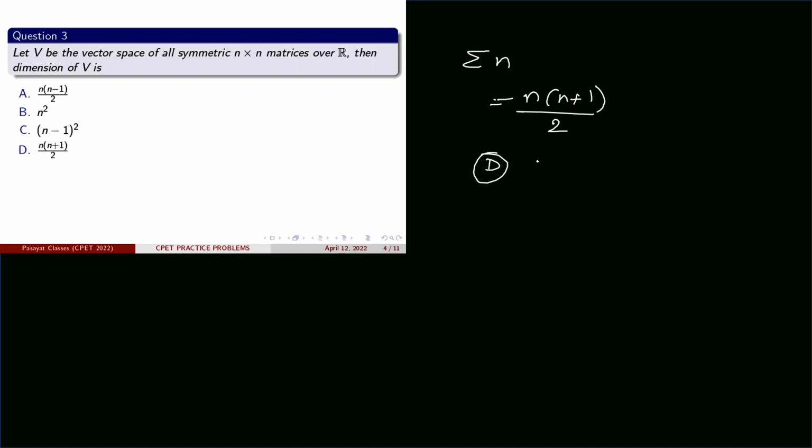V is the vector space of all symmetric n cross n matrices, then the dimension of vector space V is n into n plus 1 by 2.